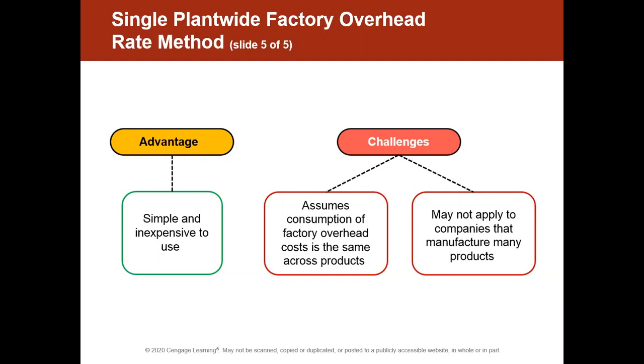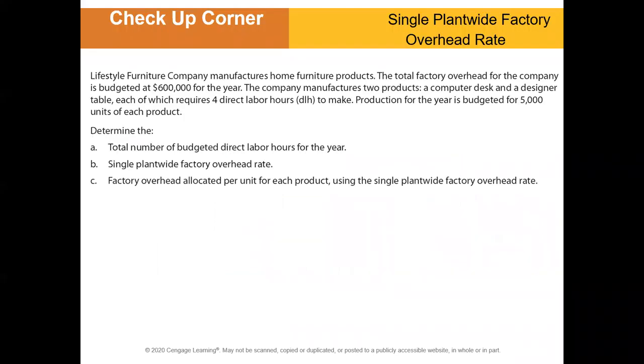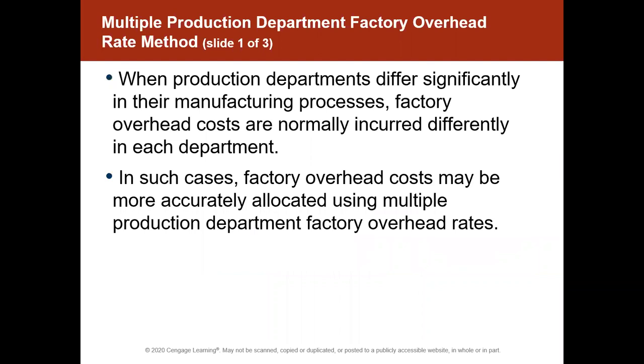So the challenge is it assumes that the consumption of factory overhead is the same across products, which we know it probably isn't. And it doesn't always apply to companies that manufacture a whole bunch of different products, okay? All right, so we're gonna skip the checkup corners and look at the second method.